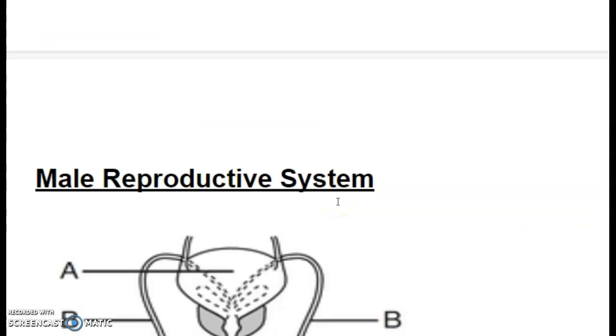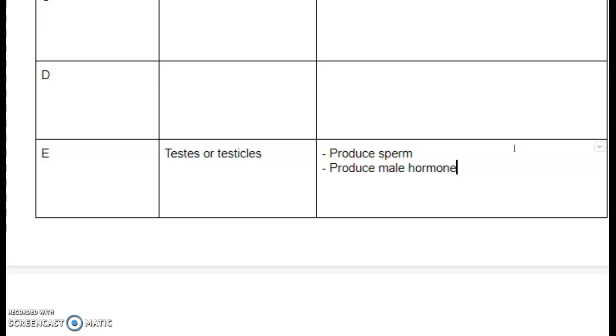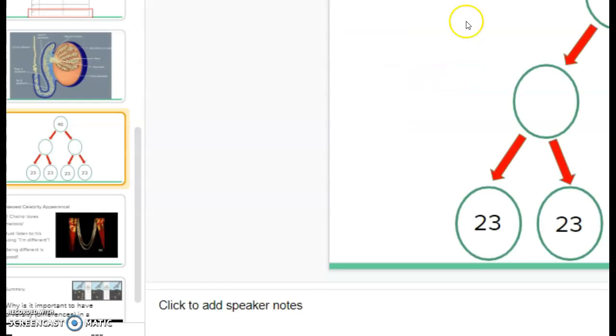Okay, and then if we go down to the male reproductive system, the one we focused on today was E. So E are the testes or testicles. And they produce sperm and also produce the male hormone, which is testosterone. Okay. Again, we can say produces and releases sperm and produces the male hormone testosterone.